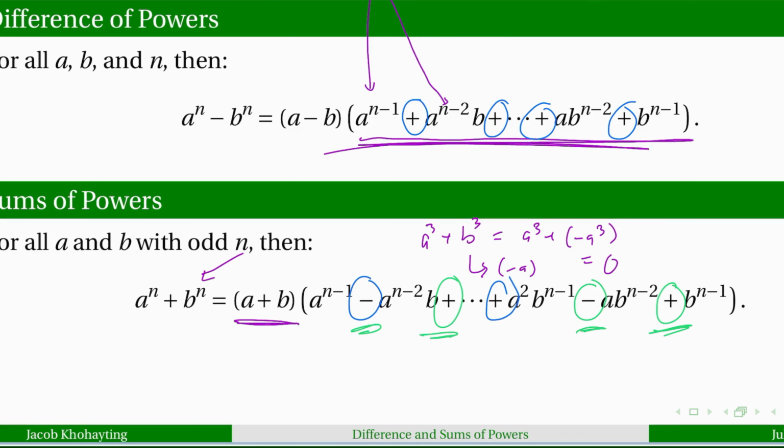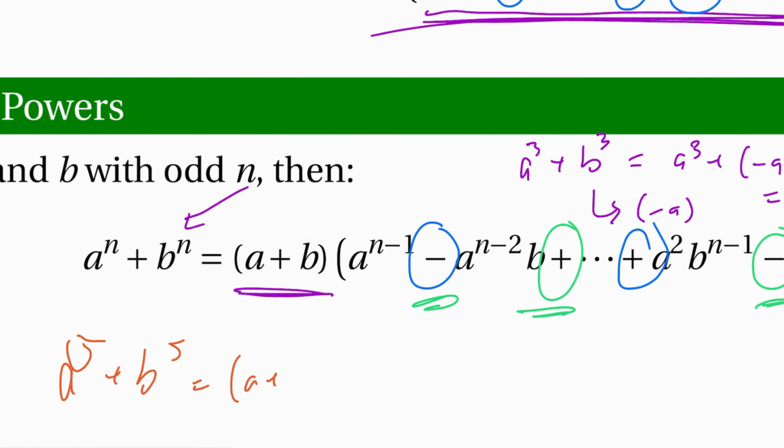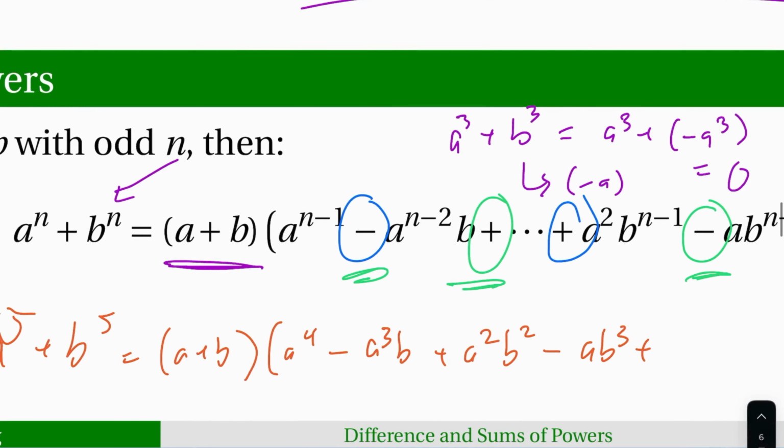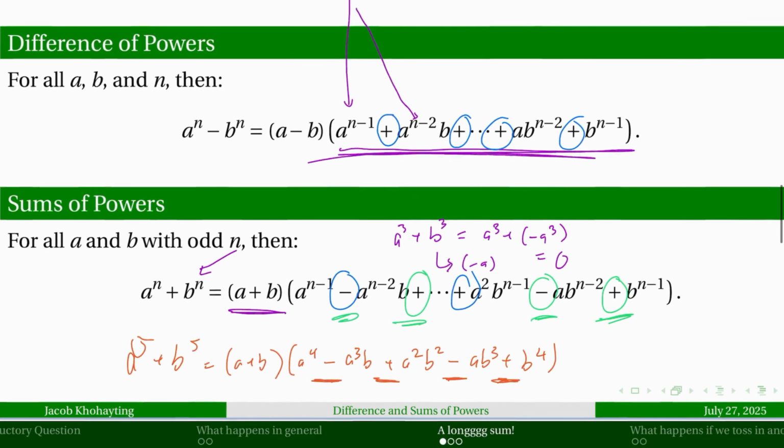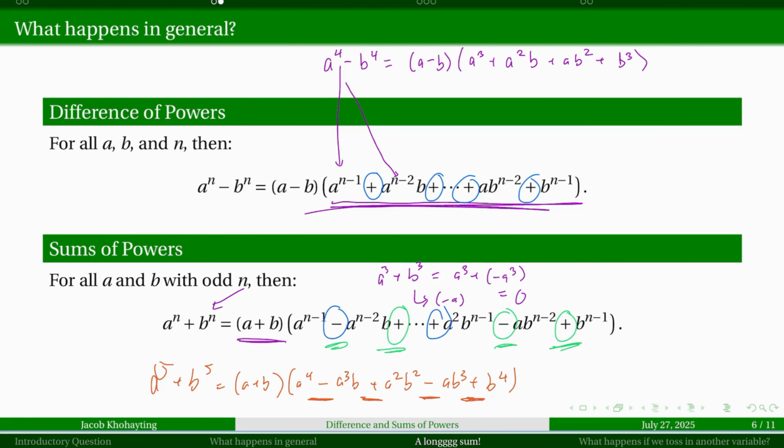So for instance, a to the 5 plus b to the 5. This factors, since n is odd, as a plus b times a to the 4 minus a cubed b plus a squared b squared minus ab cubed plus b to the 4. So everything is alternating in this example. So these are two very important facts when you're doing problems.